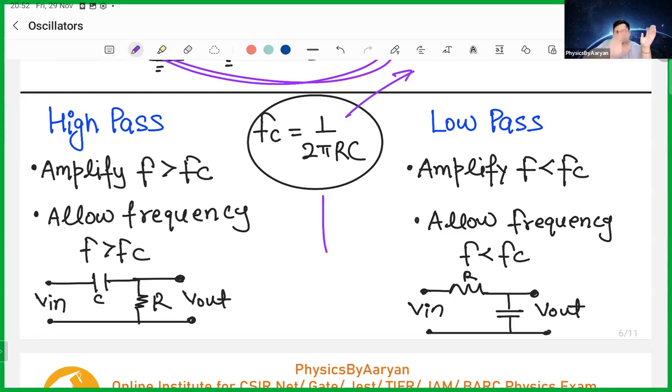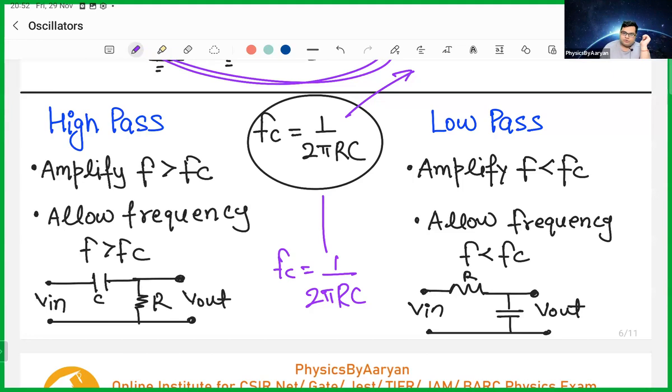Where did all this come from? That will be in that lecture. The cutoff frequency is given by 1 by 2 pi RC. Now what will high pass do? High pass will allow the frequencies which are greater than this. And what will low pass do? Low pass will allow the frequencies which are less than this. Okay?